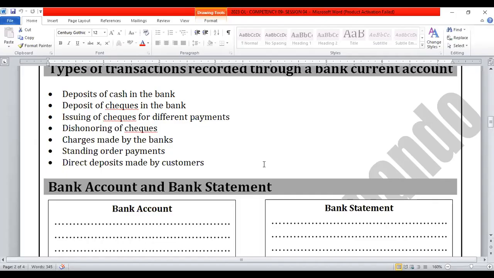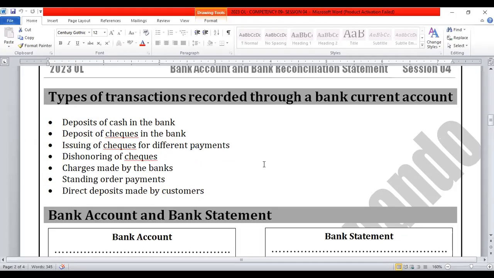Bank reconciliation statement, right? We have discussed the types of accounts that can be opened in a commercial bank. Then I told you we are concentrating on the current account today. We have defined a current account, and these are the transactions which can take place through a bank current account. Okay, good.